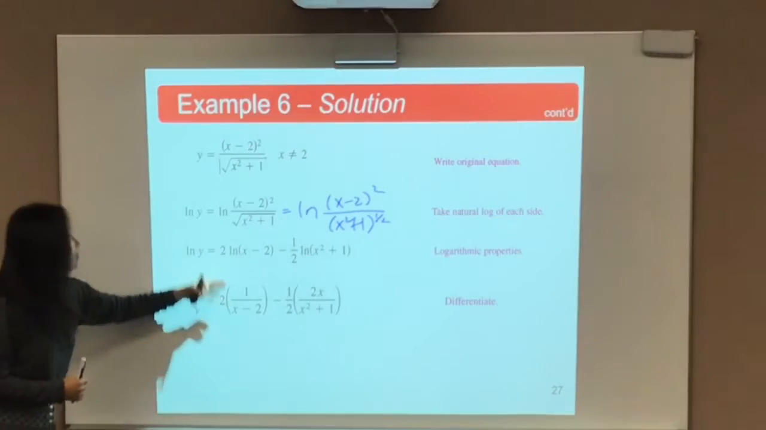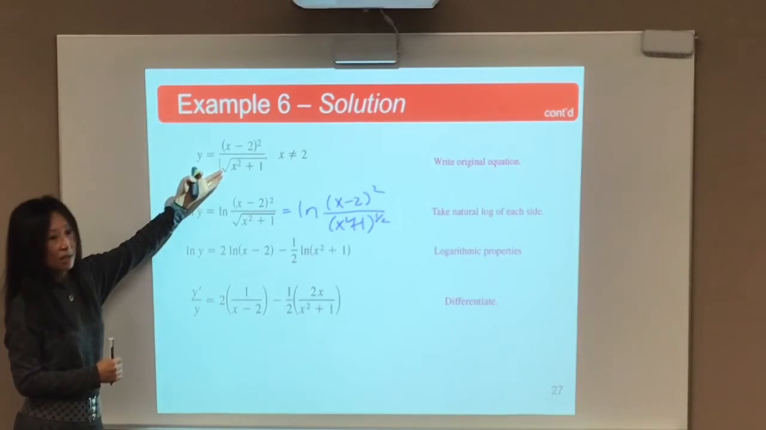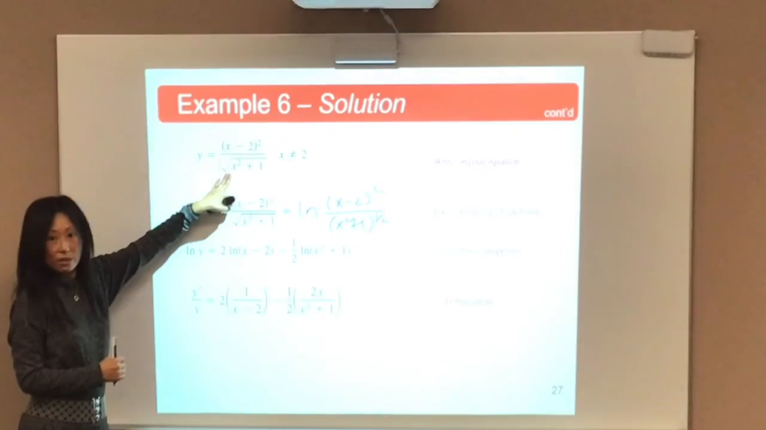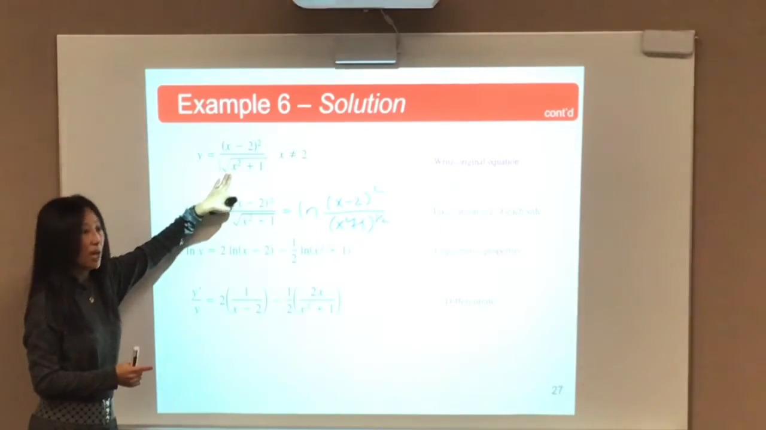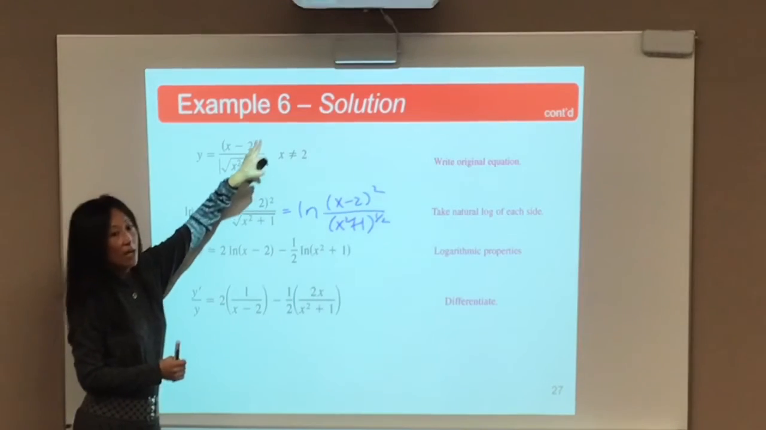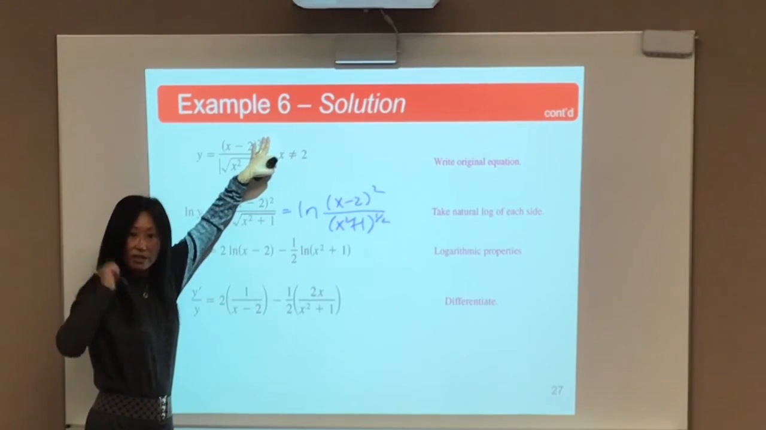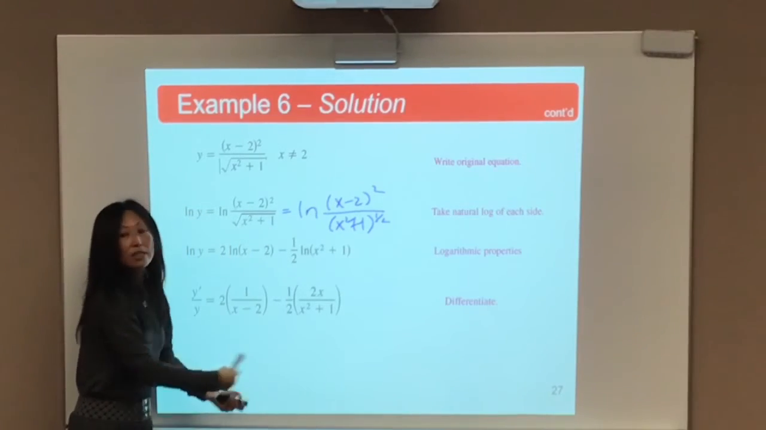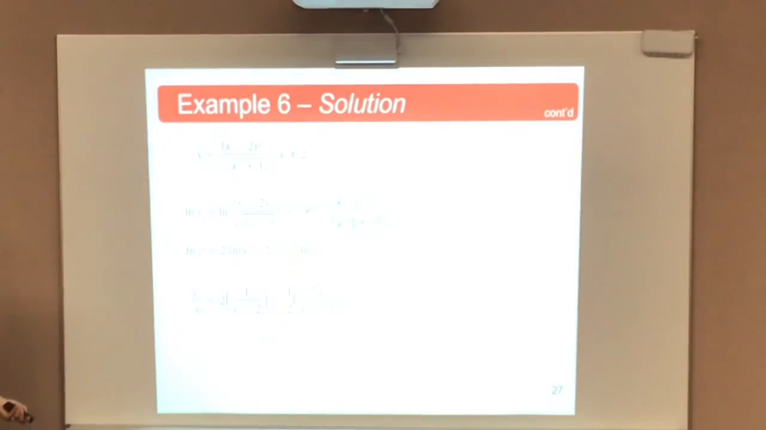This is much easier than taking the derivative of which one? This one. You have to use this one as what? Quotient rule. And it's very complicated because you have a what? Square root, and you have a square. So you have a lot more calculations to do. But if you make it into a log function, this becomes a what? Much simpler. Are you following me?